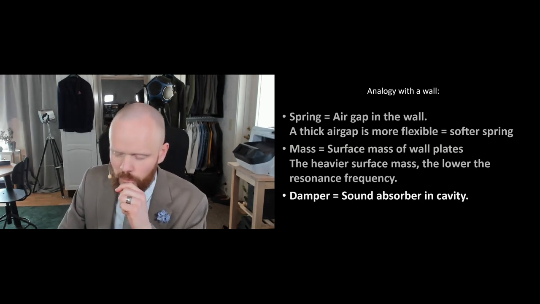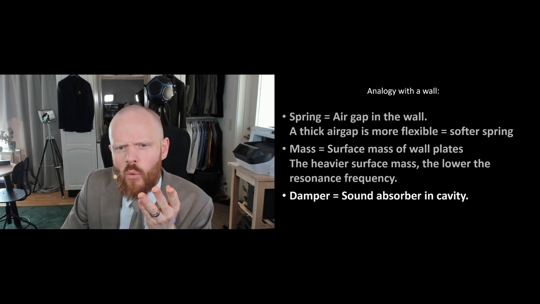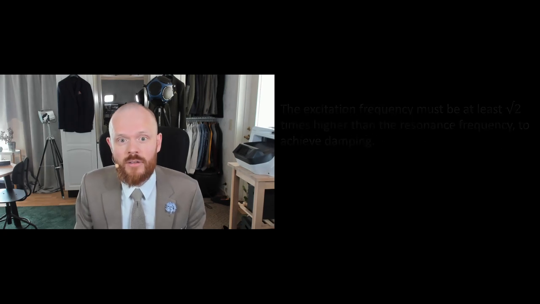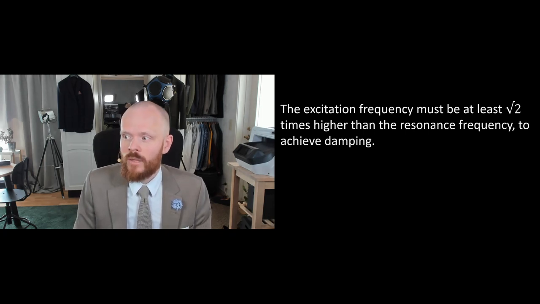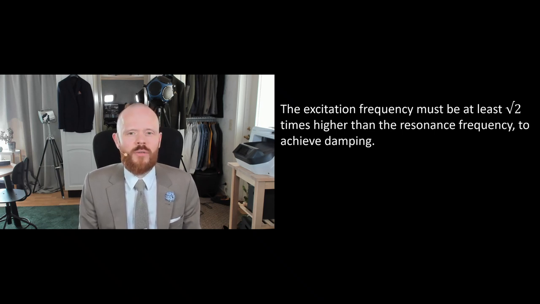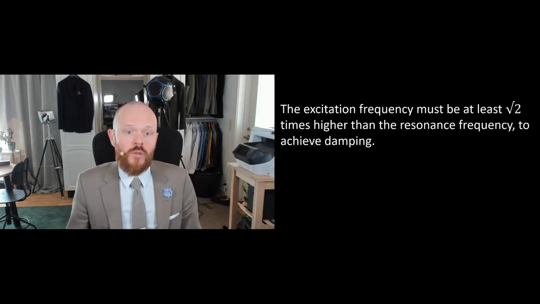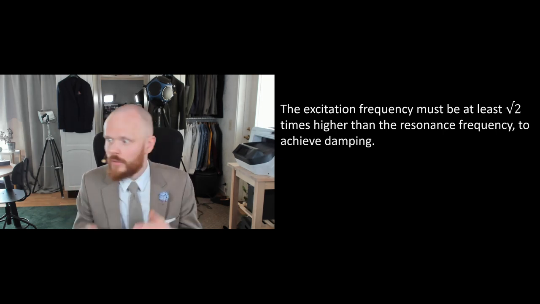And then, when we want to calculate how we should design our system so that we make sure we have sound insulation, this is the critical way of calculating it. The excitation frequency must be at least square root of 2 times higher than the resonance frequency to achieve damping. Or maybe I should have written isolation. Bad translation there. We want to be at least a factor of square root of 2 above the resonance frequency.